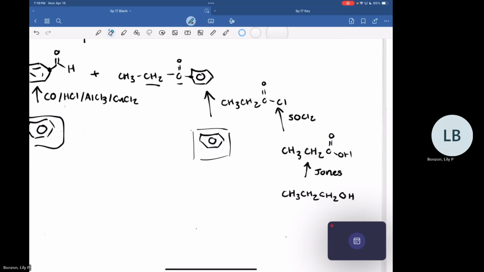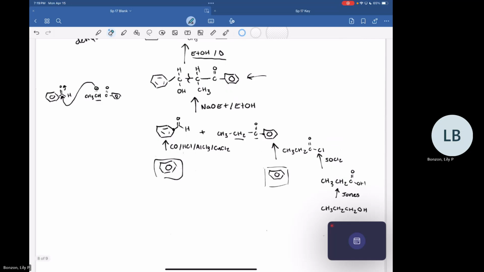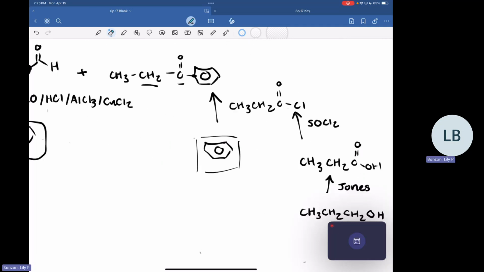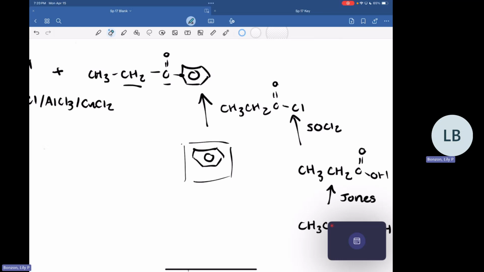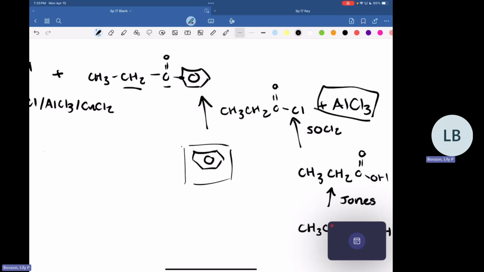Right here? Yeah, that's just our Friedel-Crafts acylation from last exam. Yep. It doesn't go away. Oh yeah, you're right. I did forget that. That's probably why it wasn't recognizable. My bad. Yeah, that's the catalyst that we use for Friedel-Crafts acylation. I did forget that.